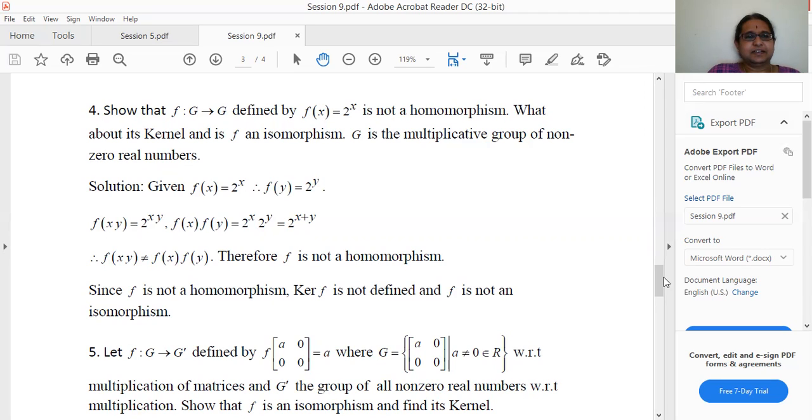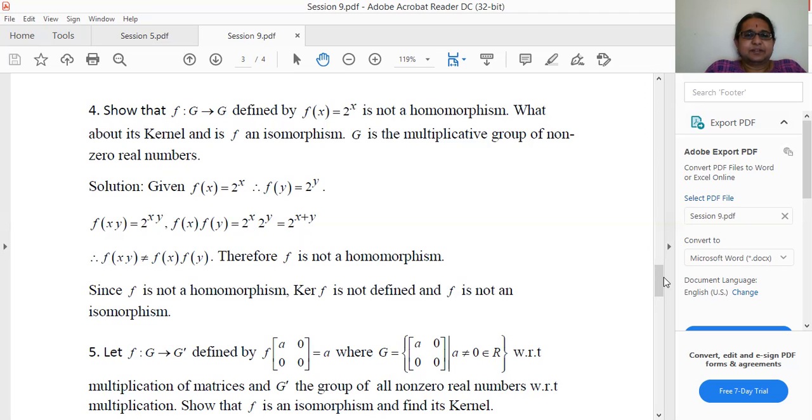So now what we can understand from here is that only when the mapping is a homomorphism can we find the kernel of the homomorphism. If the mapping is not a homomorphism, there is no need to find the kernel, and only when the mapping is a homomorphism can we check whether the mapping is an isomorphism or not. In this case, the mapping f is not a homomorphism. So there is no need to find the kernel of f, and there is no need to check whether the mapping is an isomorphism.